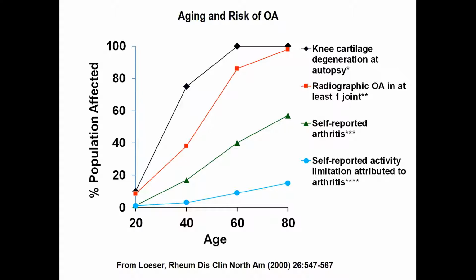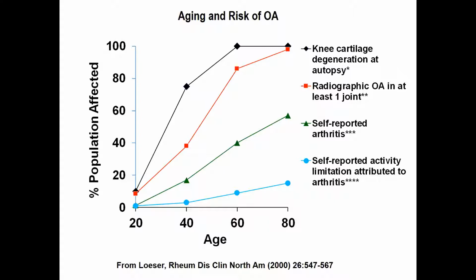The red is radiographic osteoarthritis in one joint. This is a study that was done in England where they went around with an X-ray machine and X-rayed over 1,000 people, hands, spine, knees, and hips, and just determined whether or not they had radiographic evidence of OA in at least one joint. And you can see again how that increases with age. By the time you're 80, over 80% of the people have some radiographic evidence of OA, but may not have symptoms.